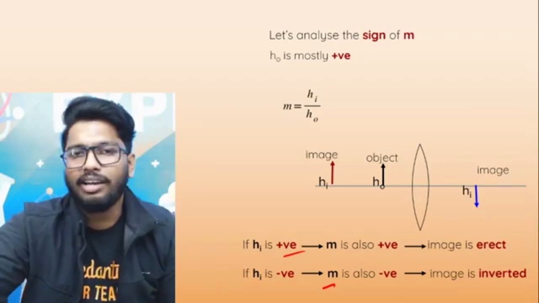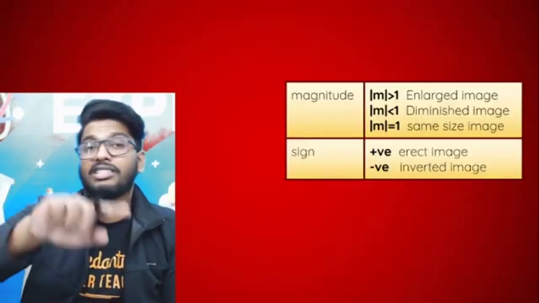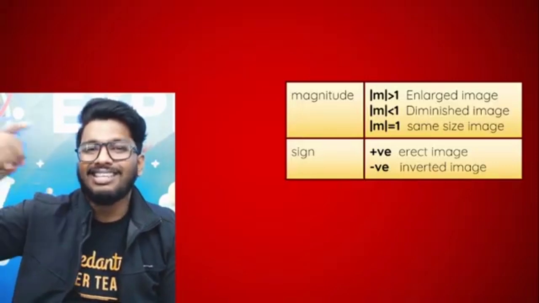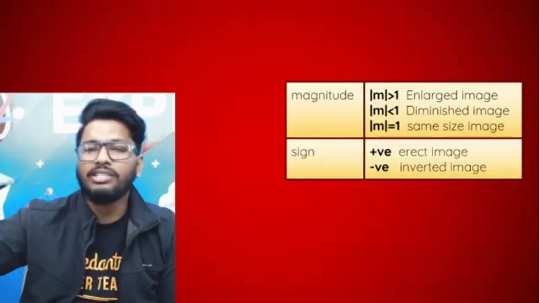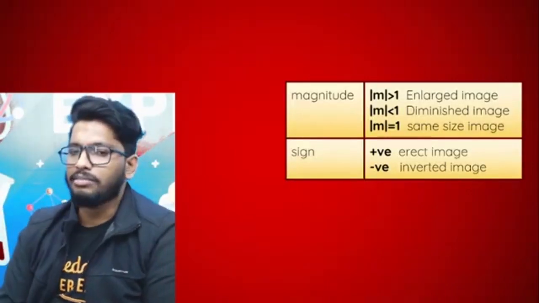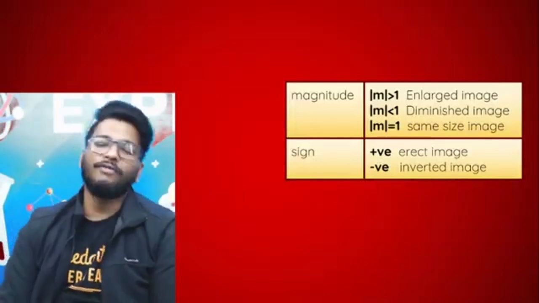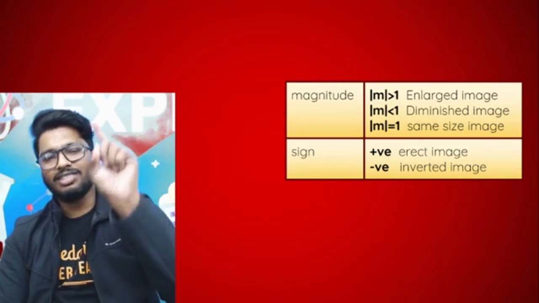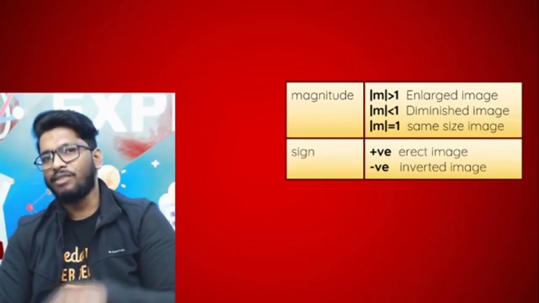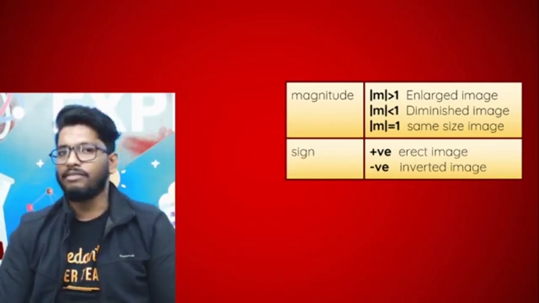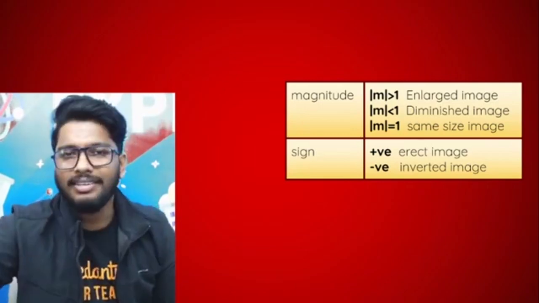So m is equal to hi by h naught. If magnification is greater than 1, then it's an enlarged image. If it's less than 1, it's a diminished image. If it's equal to 1, then it's of the same size. Sign convention: plus means it's an erect image, which is generally a virtual image. If you see the plus sign, that means it's an erect and virtual image. If you see the minus sign for magnification, then it's an inverted and real image, right?